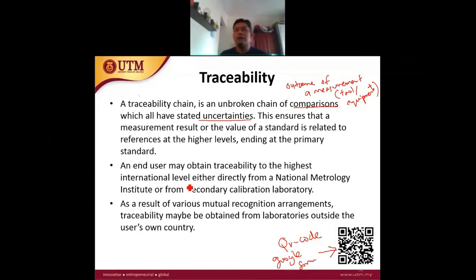Maybe in certain cases, especially in very high profile cases like murder, they have a DNA test, and they want to make sure that the DNA test is up to the international level they can submit. So a DNA test is also a kind of measurement.